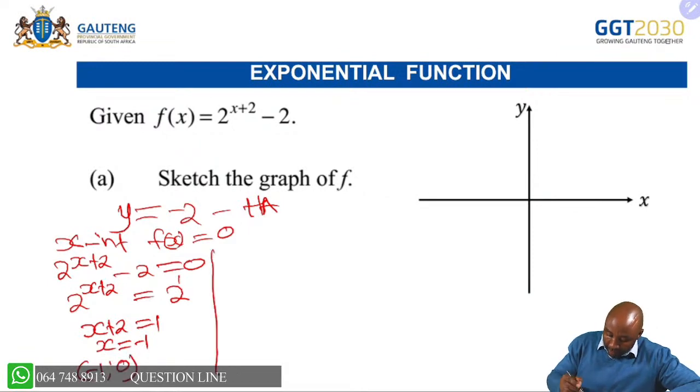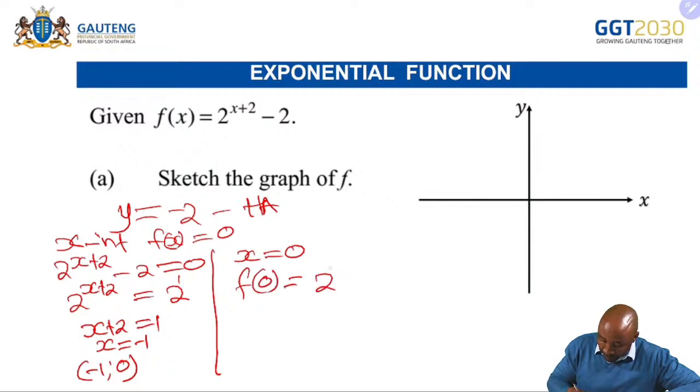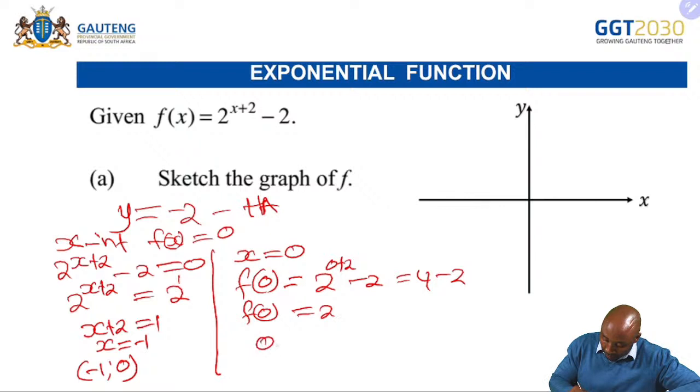We also need our y-intercept. Our y-intercept, we know that our x must be equal to 0. We evaluate f of 0, and that gives us 2 to the power 0 plus 2 minus 2. 2 squared will give us 4 minus 2, meaning our f of 0 will be equal to 2. So we'll have our y-intercept as 0 and 2.